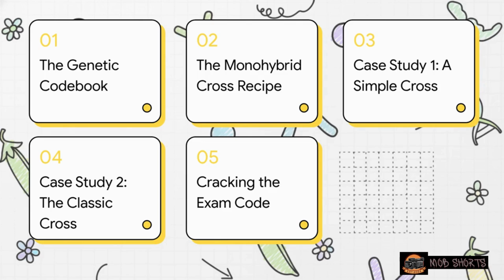So here's the game plan. We'll start with the genetic code book, the basic lingo. Then I'll give you my secret recipe for monohybrid crosses. We'll walk through a simple case study, then the classic one you'll see all the time. And to finish off, we'll crack the exam code with some key tips. Sound good? Let's jump in.